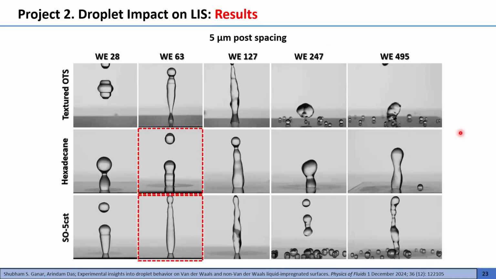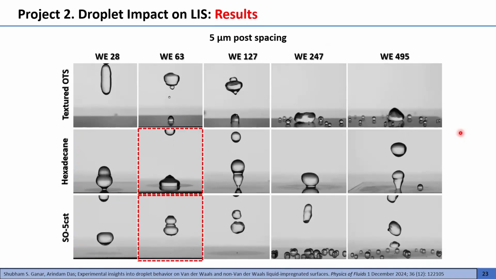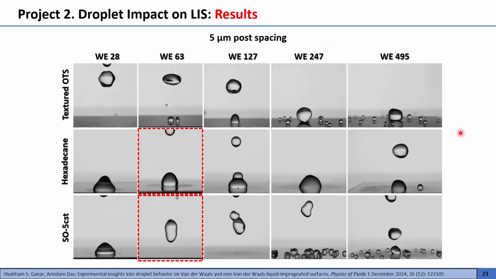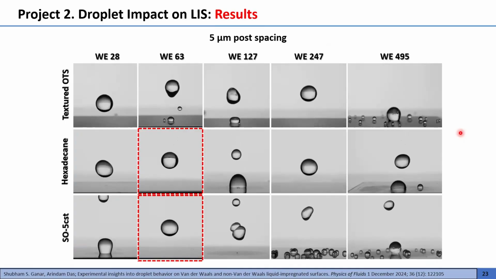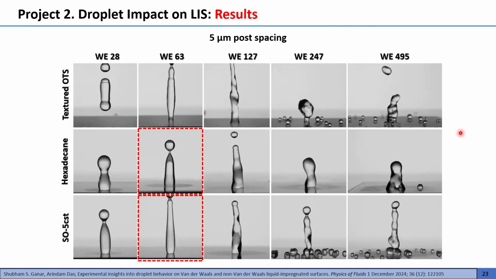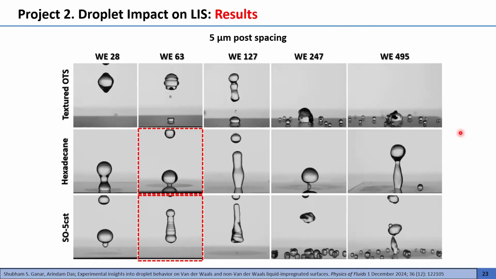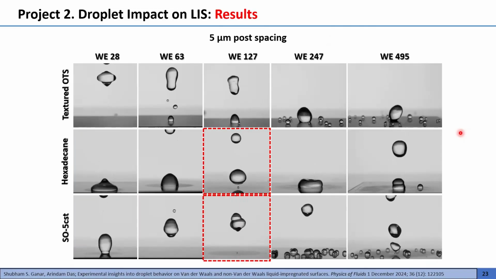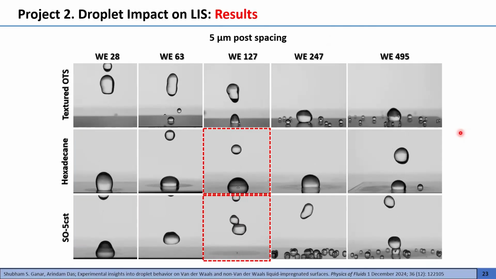For Weber number 63, the hexadecane will have a partial rebound. Still, it does not have enough energy to lift the droplet from the surface. As we increase the Weber number, you can see the full rebound in the hexadecane.